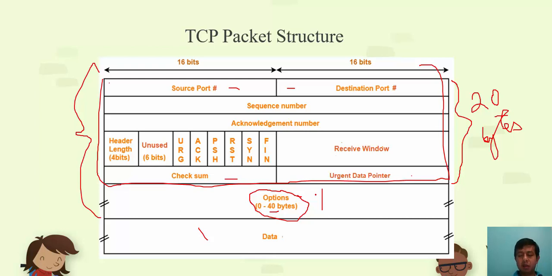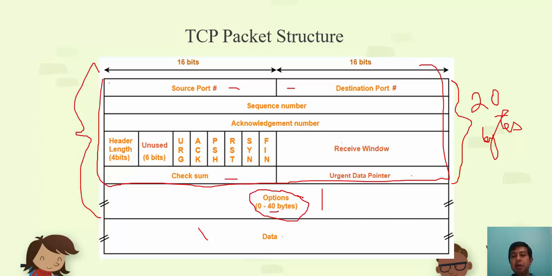Now for most of the communication, this option field is absent. This option field is very rarely used. We'll see in what context this option field is used, but most of the time a TCP packet will not contain this option field. That means the option field is of 0 bytes. That means for most of the cases, the header size of TCP is 20 bytes. But in cases where the option field is present, this size will vary.